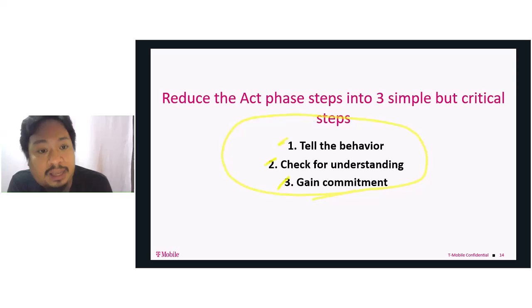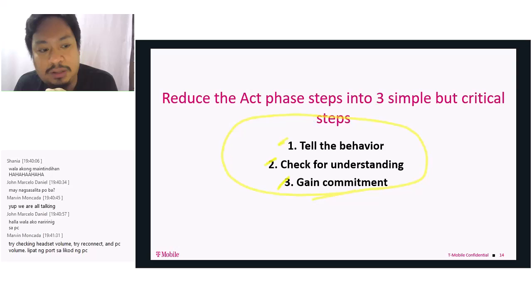Kasi, you were able to give the behavior and check for understanding. They can do it, they understand how to do it, and then they gain commitment. They committed. And then after listening, after the act phase, mag-SBS ka na kasi nun. Absolutely. Can we just do a flyby? Yes. Kasi after ng act phase, going back, magdo-drawing lang ako ha.